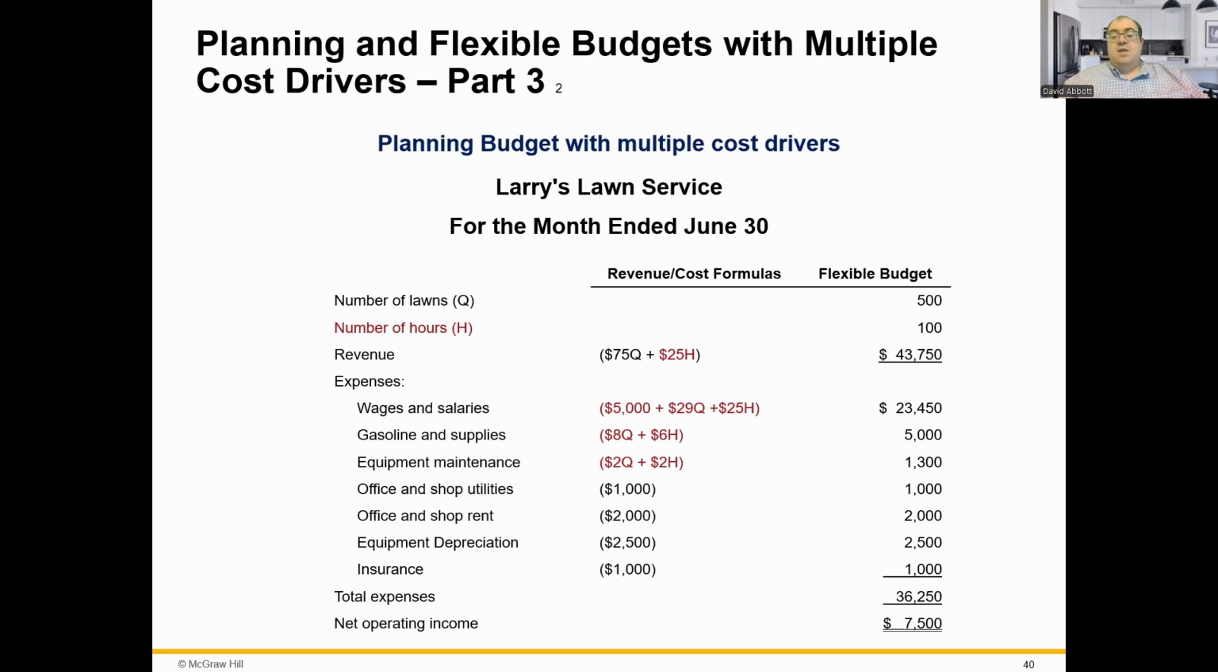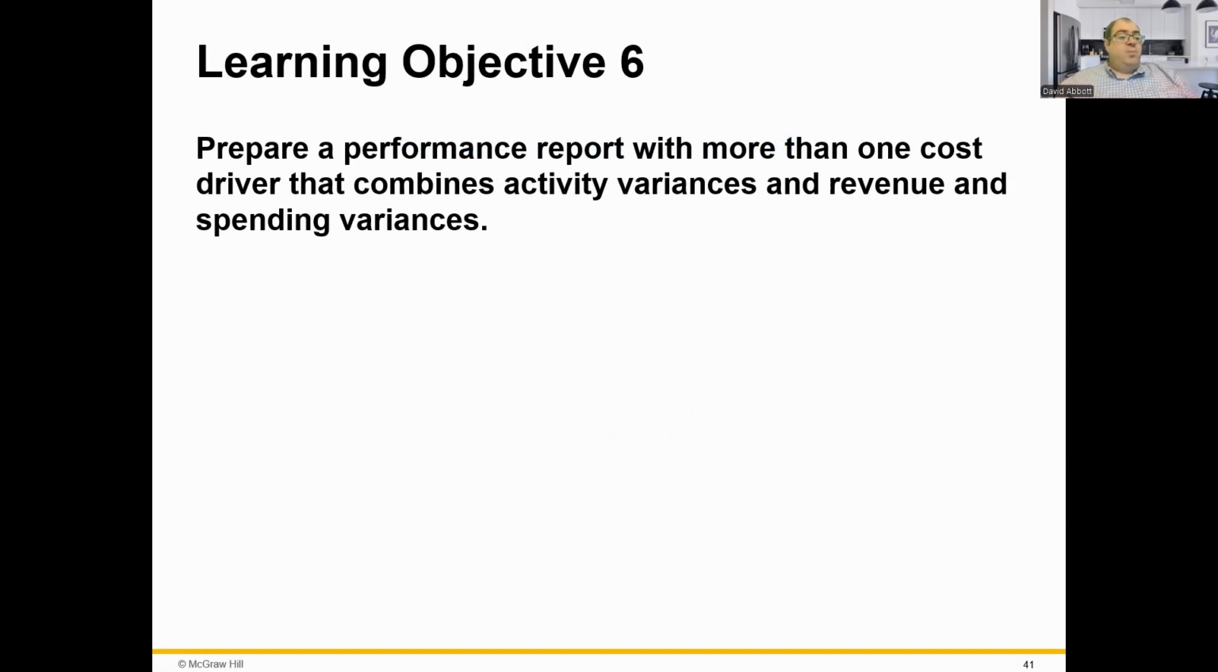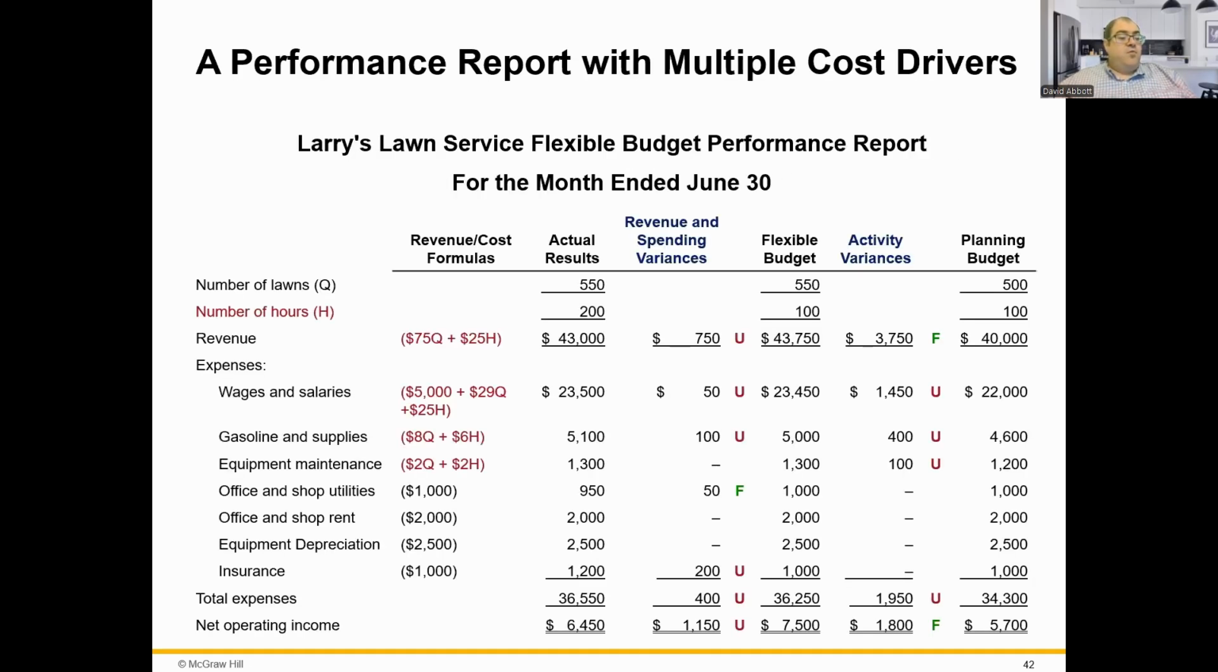And then we'll look at preparing a performance report for more than one cost driver that combines activity variance and revenue and spending variance. So the performance report from slide 31 has been redone to include the additional cost driver. So we can see how everything would take this into account. I'll leave this up for a minute just so you can look at it, or you can go ahead and pause the video.